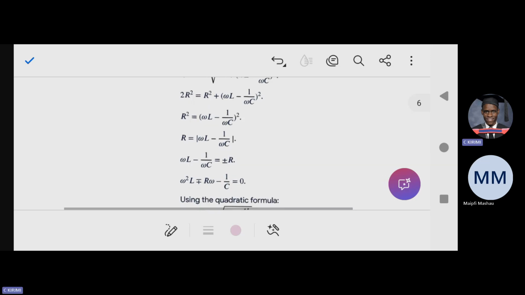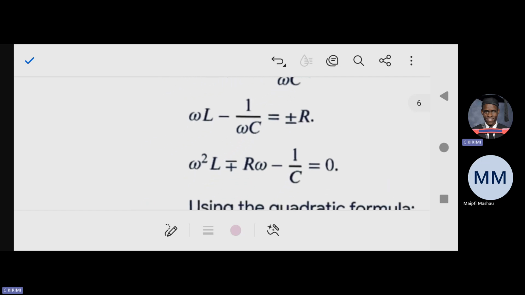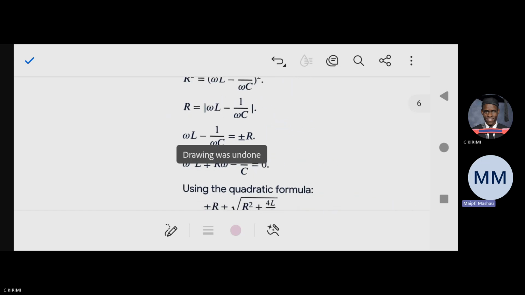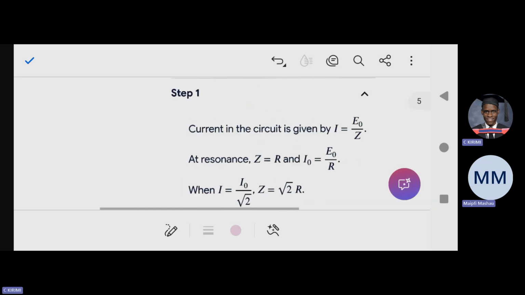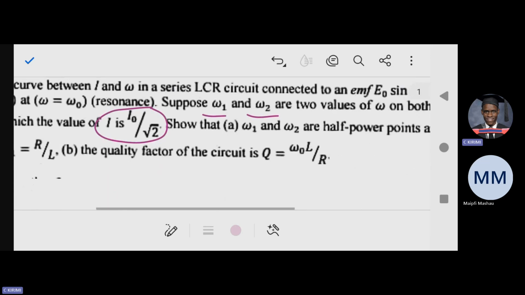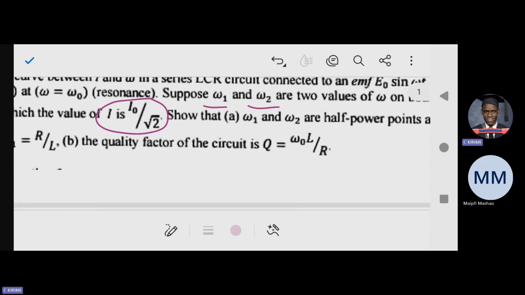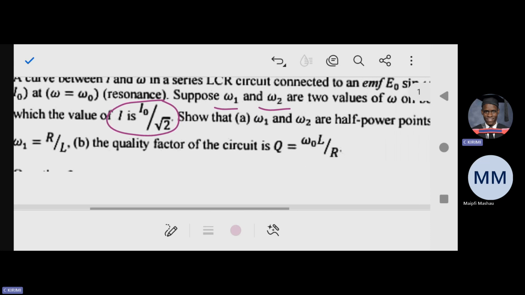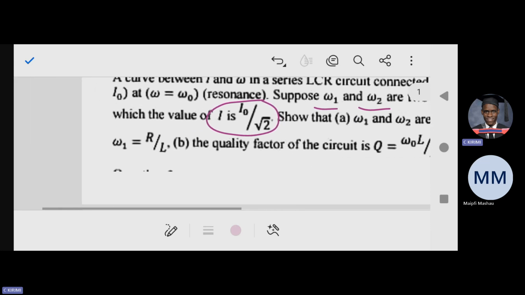How did they come? This is the point which I wanted to explain. What happened from here to there? All of a sudden, I have WL, and what happened now? From WL. Is it part of question number A? Yes. When we were calculating, remember, we want to solve for show that W1 have power points.